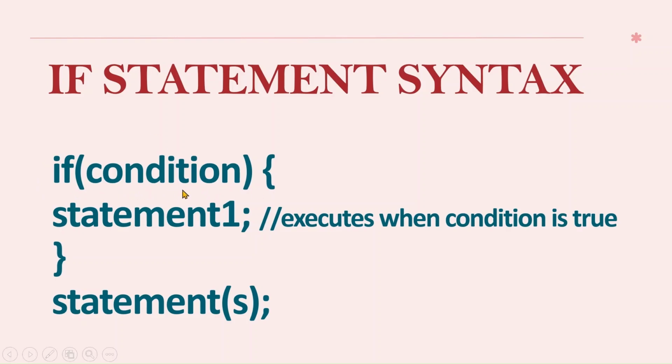If this condition is true, then statement 1 gets executed. And after that, we just come out of the if statement and the following statements will also get executed. If suppose this condition is false, this statement will not get executed. But after the if statement, the further statements, whatever are available here, will be getting executed.